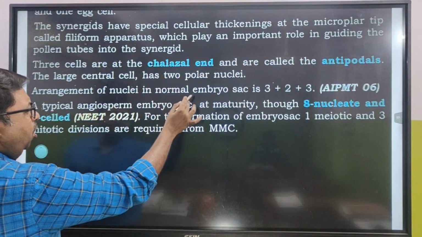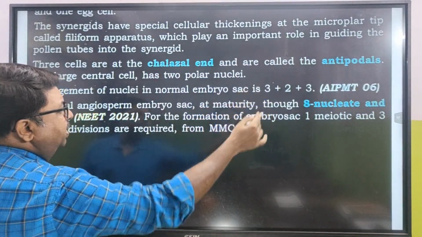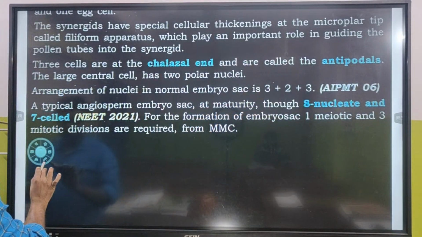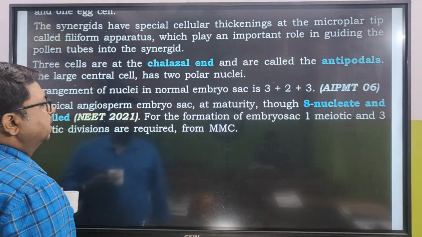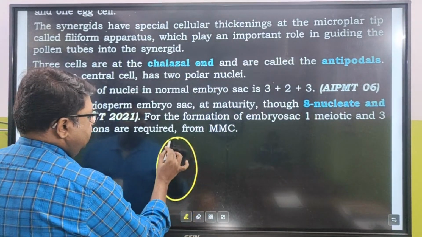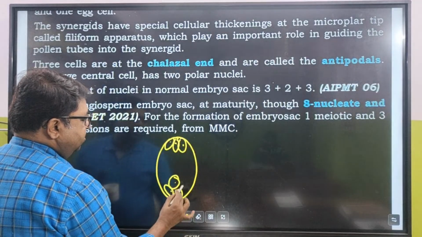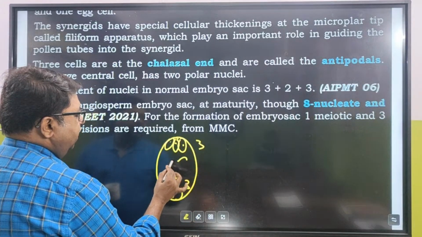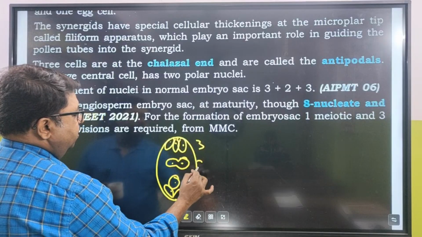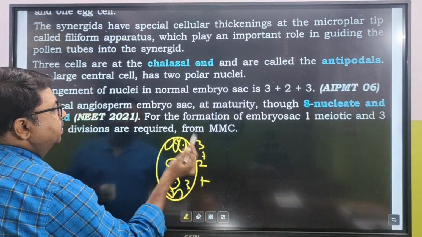Arrangement of nuclei in a normal embryo sac is 3 plus 2 plus 3. What is 3 plus 2 plus 3? 3 means antipodal cells. This is 1 egg, 2 synergids, which is also 3. And this is 2 polar nuclei. 3 plus 2 plus 3.